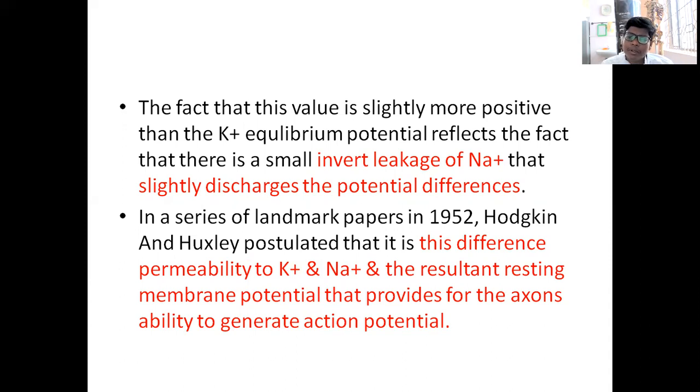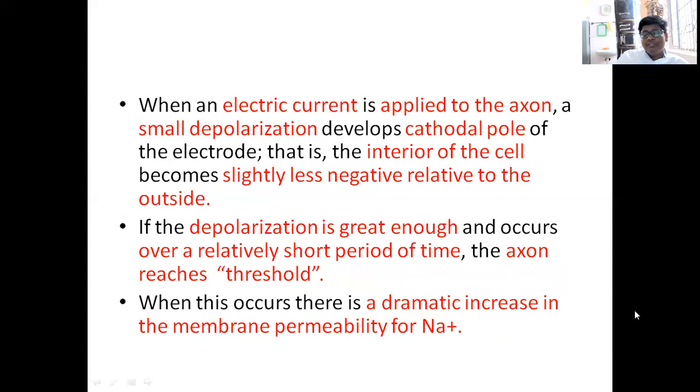In a series of landmark papers in 1952, Hodgkin and Huxley postulated that it's the difference in permeability of sodium and potassium, and the resultant resting membrane potential, that provides the axon's ability to generate an action potential. When an electric current is applied to the axon, a small depolarization develops at the cathode pole of the electrode, that is, the interior of the cell becomes slightly less negative relative to the outside. If the depolarization is great enough and occurs over a relatively short period of time, the axon reaches a threshold. When this occurs, there is a dramatic increase in membrane permeability for sodium.